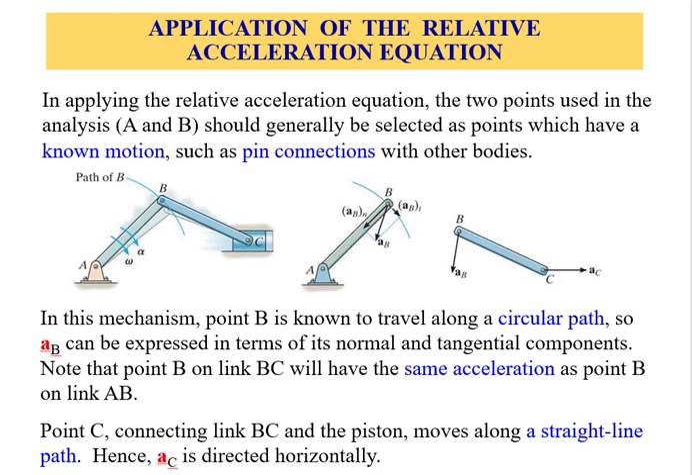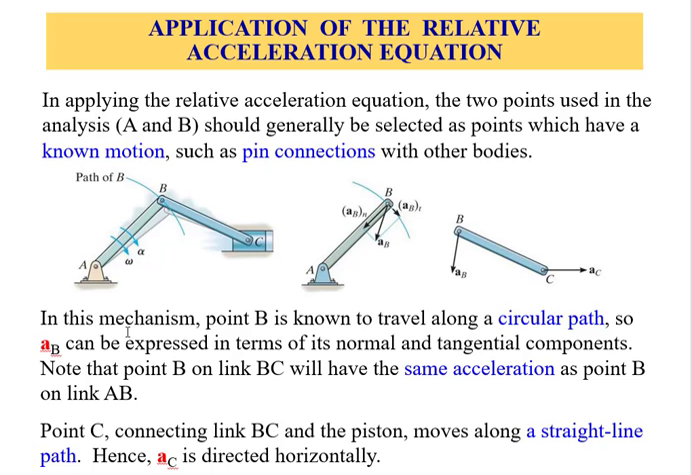All right. Application. In applying the relative acceleration equation, typically there should be some knowns and unknowns. Let's consider this problem. Say that this mechanism is being fed by an external actuator that provides a known angular acceleration alpha and angular velocity omega. Because this is being fed by lever AB, we want to find, let's say, the acceleration of C, the piston, at any time.